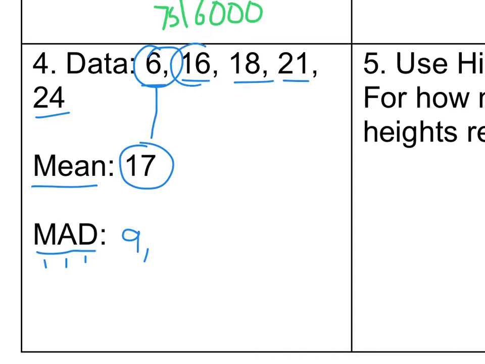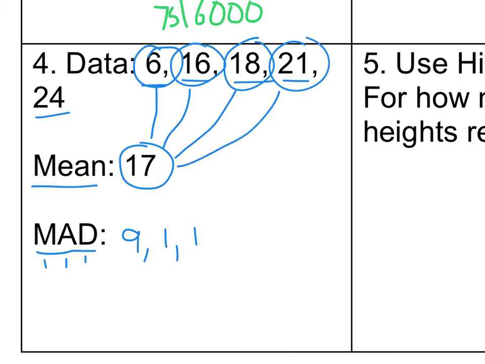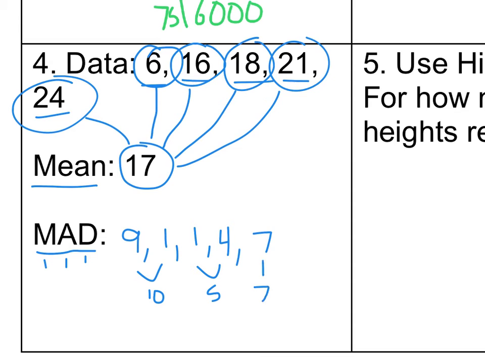How far is 16 from 17? Only 1. How far is 18 from 17? Only 1. How far is 21 from 17? 4. And how far is 24 from 17? 7. So now we find the mean of those. So we have 10, 5, and 7. And then we have 15 and 7, which is going to be 22.